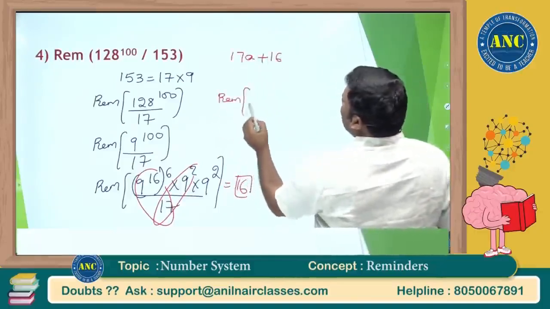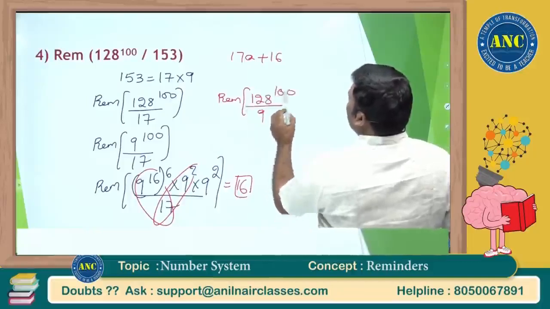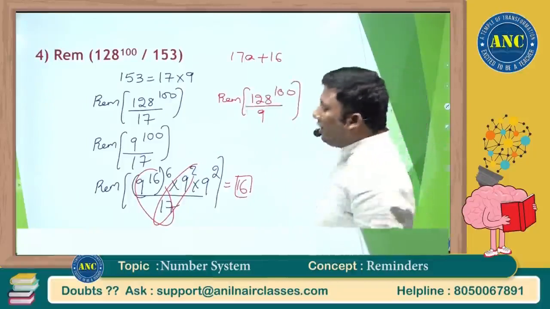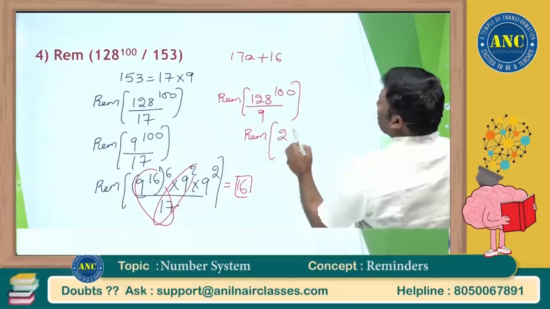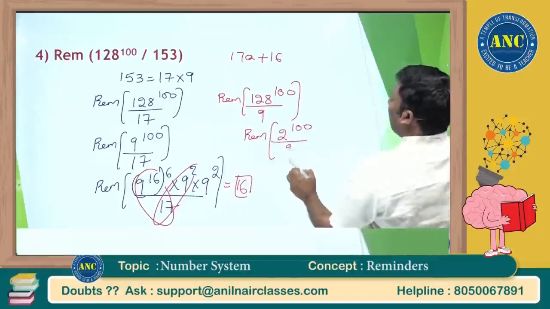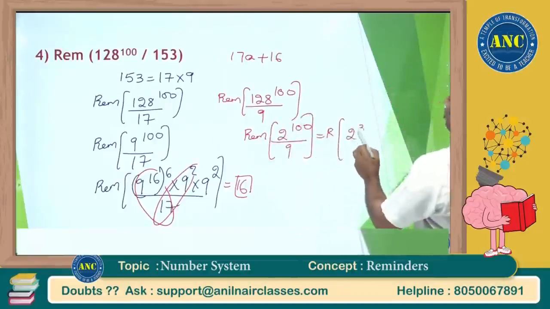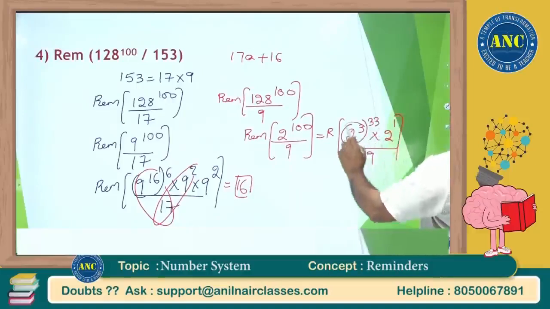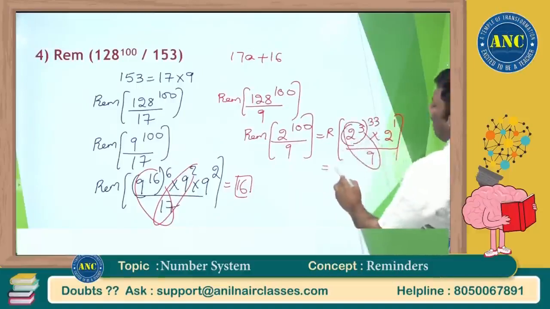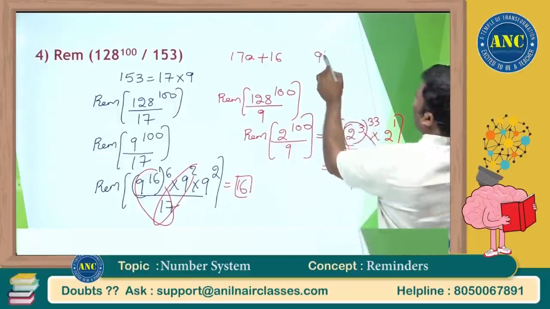Similarly, 128 power 100 divided by 9. 9 fourteens are 126, remainder is 2. So 2 power 100 divided by 9. 2 cube power 33: 8 by 9 is minus 1, into 2 power 1 by 9. 8 by 9 is minus 1, so minus 2. So the positive remainder is 7.